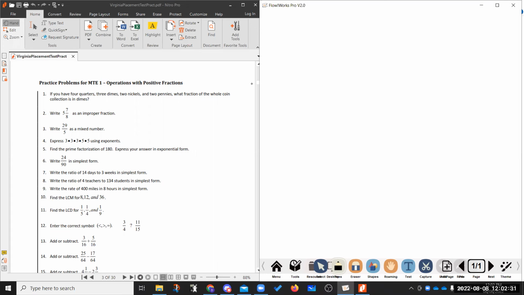So we're going to figure out how many coins we have in total. 4 plus 3 plus 2 plus 2. It's going to be 7 plus 2 is 9 plus 2 is 11 coins. So our fractional part that's dimes is going to be 3 out of 11. It's going to be the part that you want to consider over the total part.